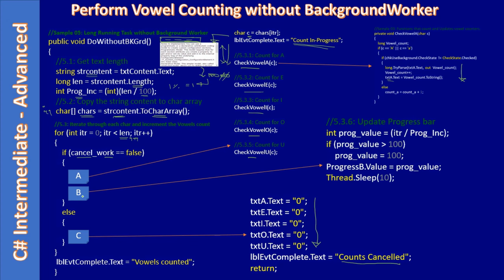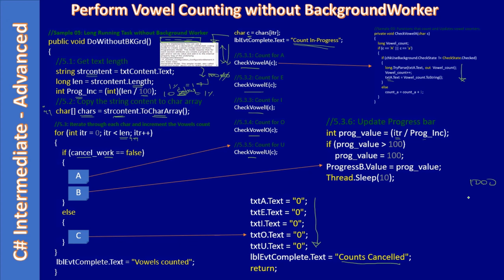Alright, so here there is one more portion. This is for the progress bar update. So progress increment, if you see here, with the iteration counter, let's say there are 1000 characters. 1000 characters means the progress increment here will be 10. I mean, 10 characters will yield 1%.